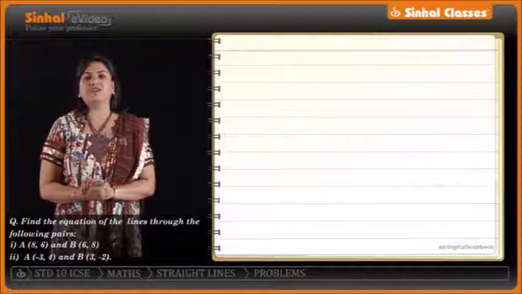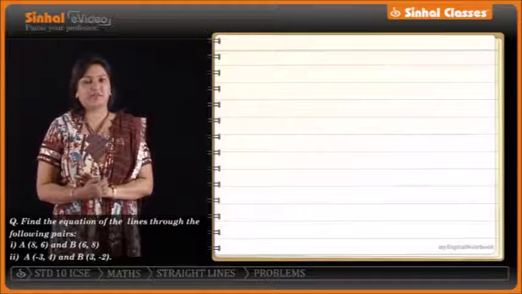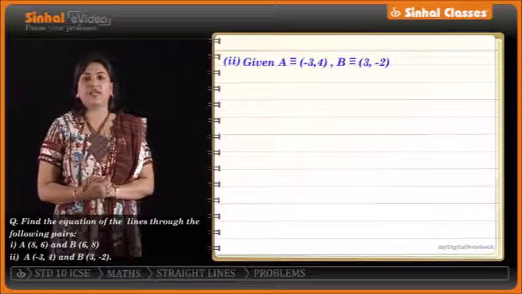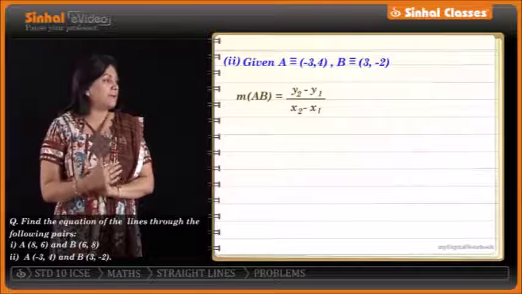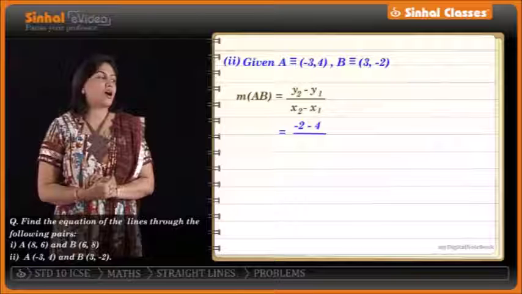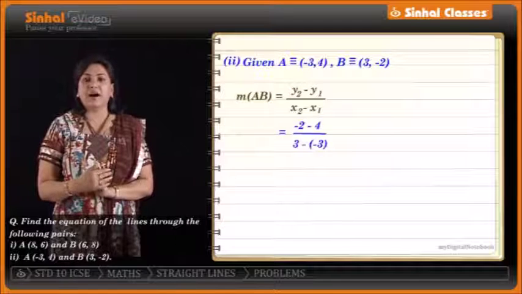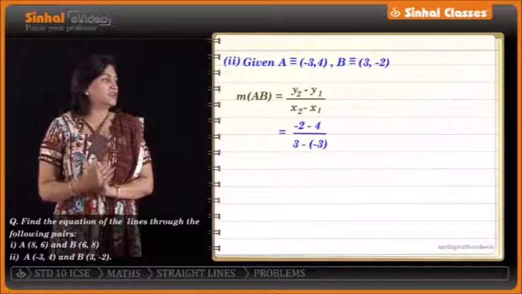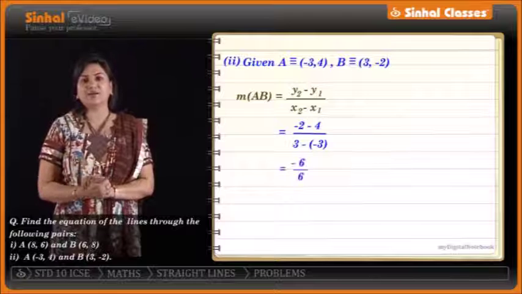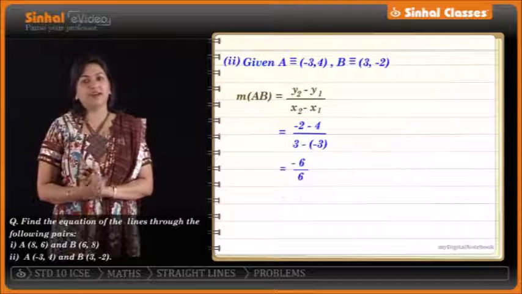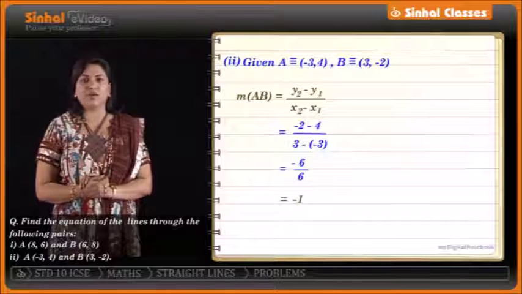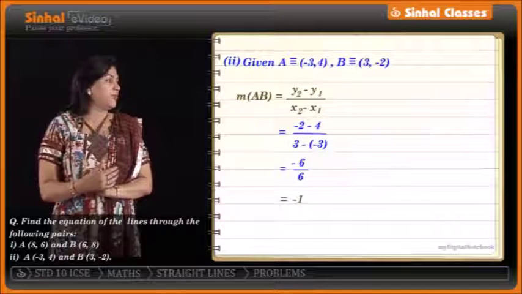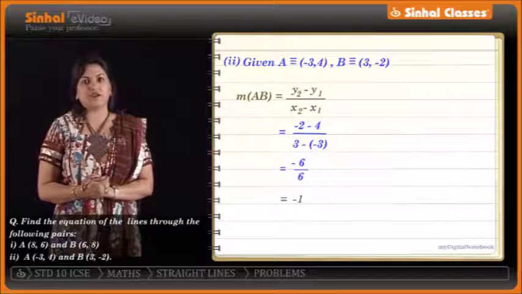For the second part, we are going to do it in the same way. We are given the 2 points A and B. Let's find the slope. Here we have minus 2 minus 4 upon 3 minus of minus 3. So we get minus 6 upon 6, which is minus 1. So slope of this line will be minus 1, and we have point A as (minus 3, 4).